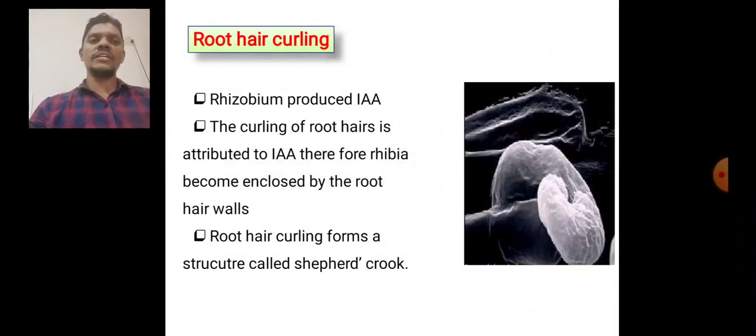The rhizobium produces indole acetic acid. The rhizobia are present on the root surface.